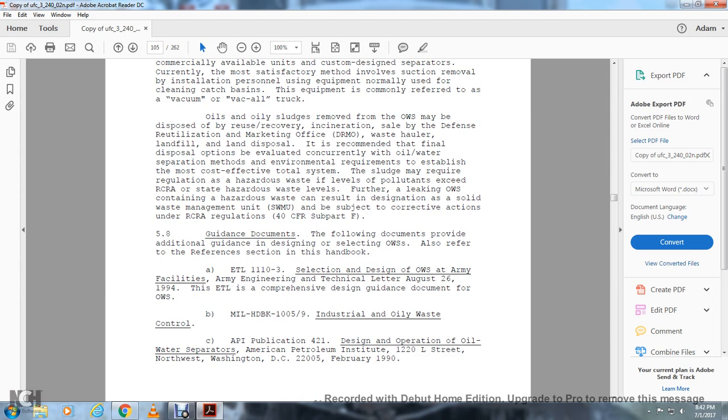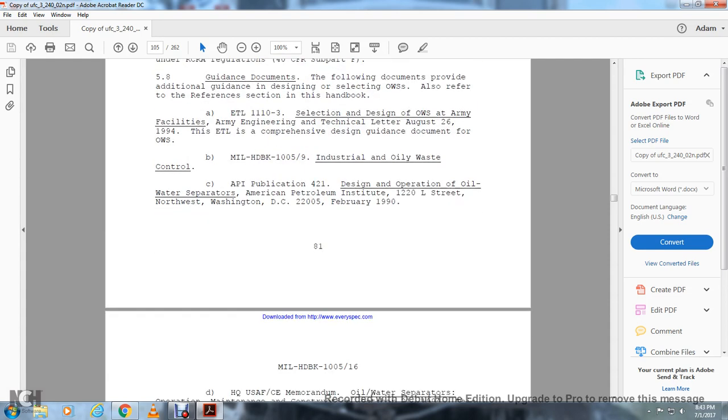Guidance documents. The following documents provide additional guidance for the design and selection of oil wastewater separator systems. All refer to the reference section of this handbook. ETL 1110-3, the Selection and Design of Oil Wastewater Separators for Army Facilities, Army Engineering Technical Letter, August 26, 1994. The ETL is a comprehensive design guidance document for oil wastewater separator systems. Military Handbook 1005-9, Industrial Oil Waste Control. API Publication 421, Design and Operation of Oil Wastewater Separators, American Petroleum Institute, 1220 L Street Northwest, Washington, D.C., February 1990.